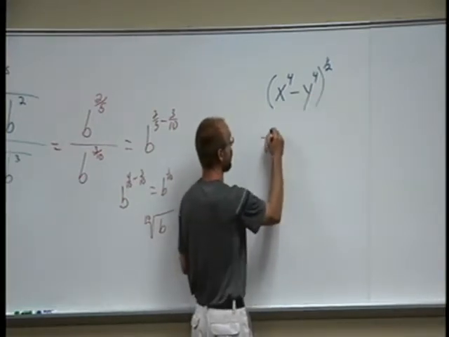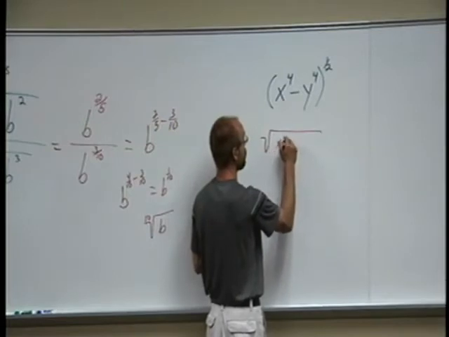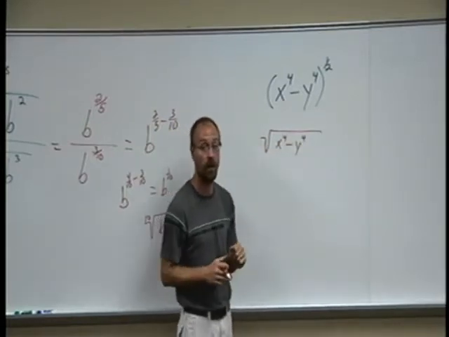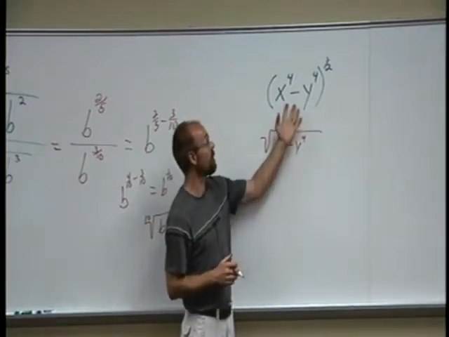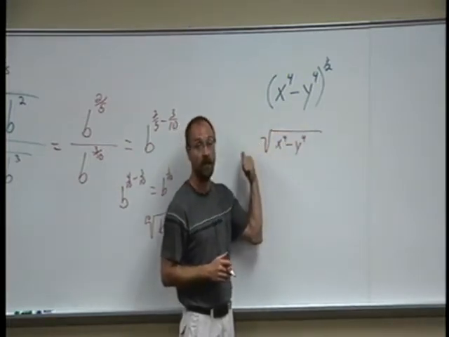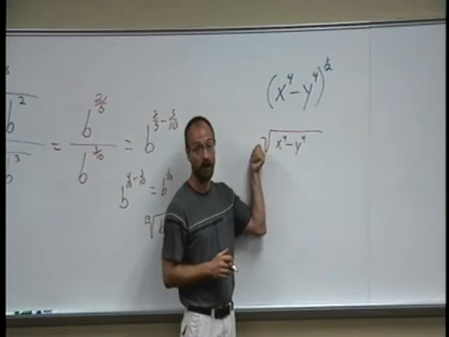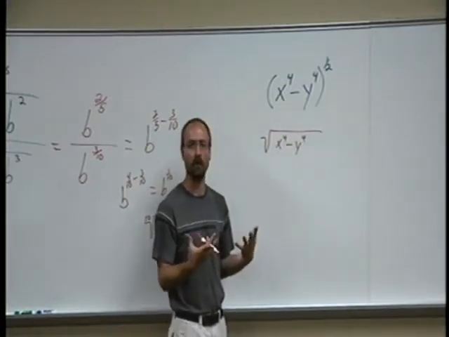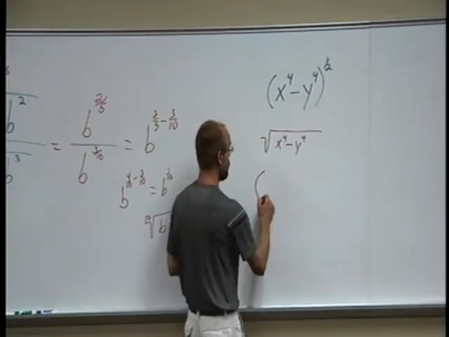It is the square root of x to the 4th minus y to the 4th. There is really nothing more we can do with this. Even if I factor it down, I'm not going to find any perfect square factors. And hopefully you remember how to factor these. Let's do it just for review. We'll review our factoring here.